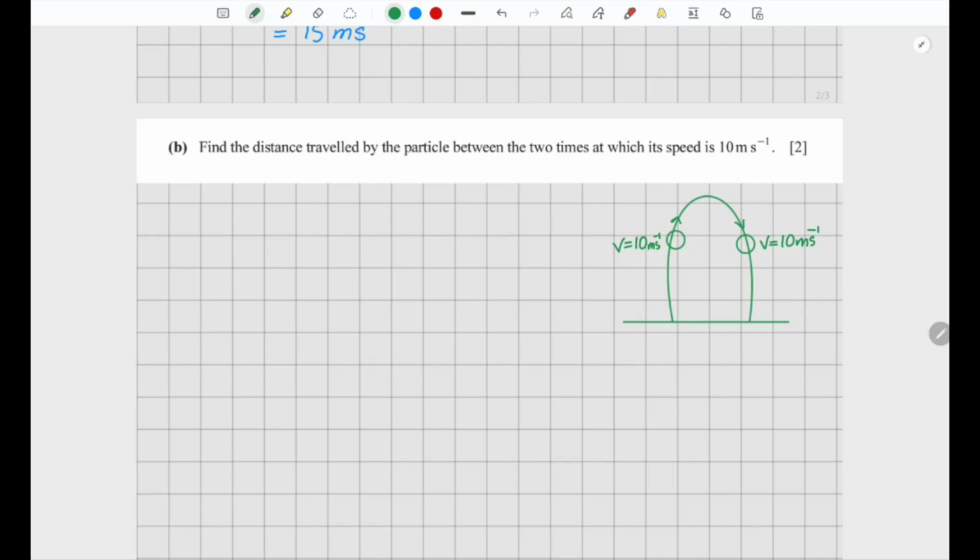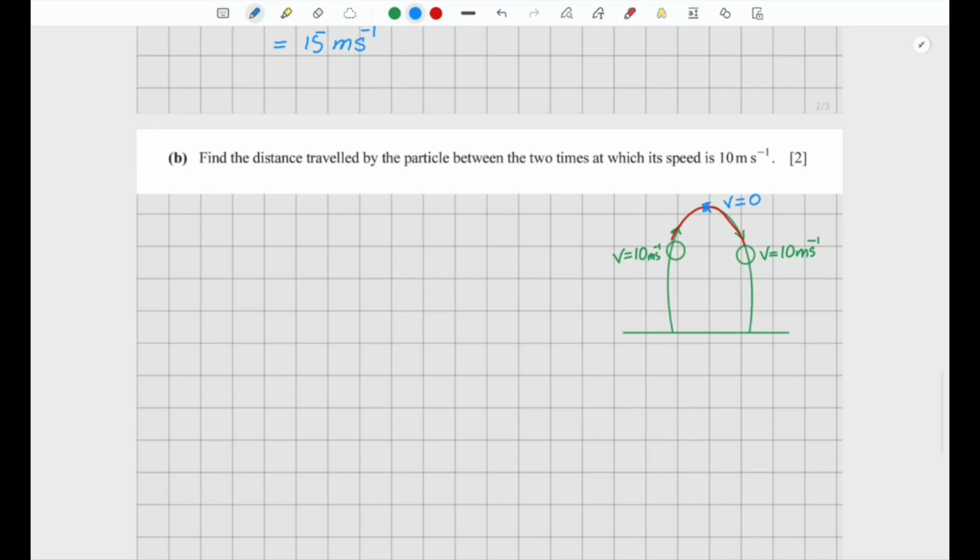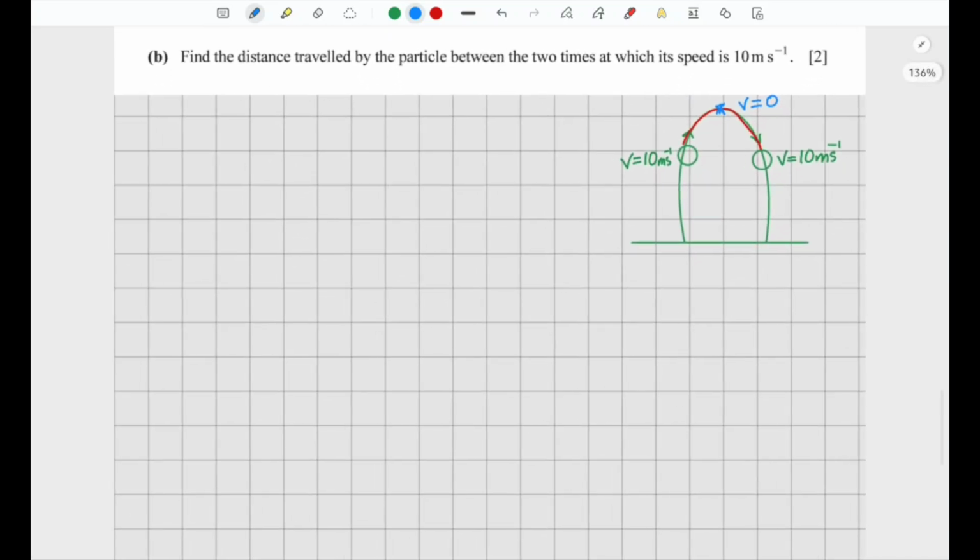We need to find the distance traveled between these two times, during this part of the journey. How can you do that? We know when it reaches the maximum height at this point, the velocity is going to be 0. So we will be taking the two parts of the journey separately. Let's take when the particle is moving up.